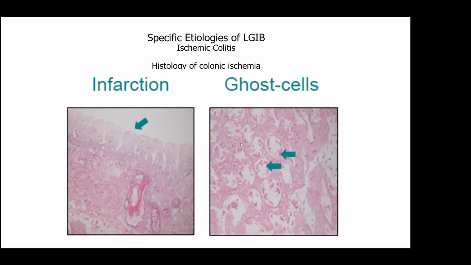And this is just the histology of mesenteric ischemia. And here you can see that the epithelium is infarcted, and that's because the epithelium is the most susceptible to vascular compromise because of the vascular anatomy of the colon. And these are ghost cells. These are individual cells of the crypt that are dead.